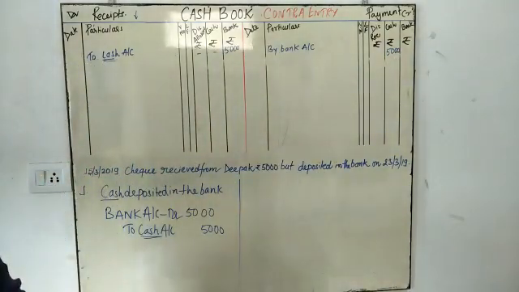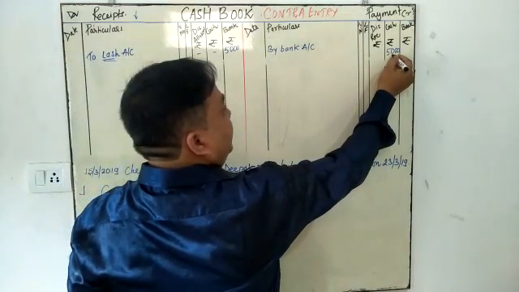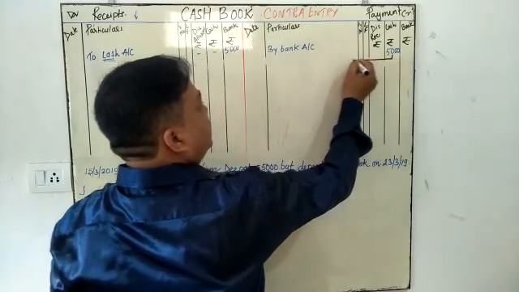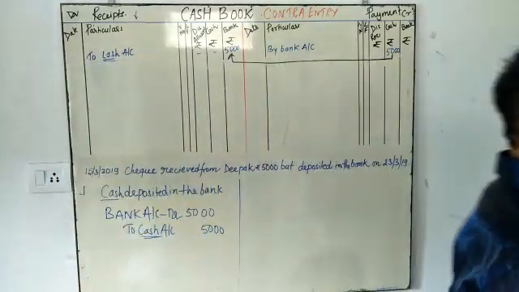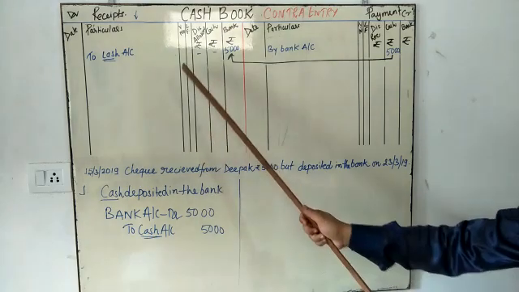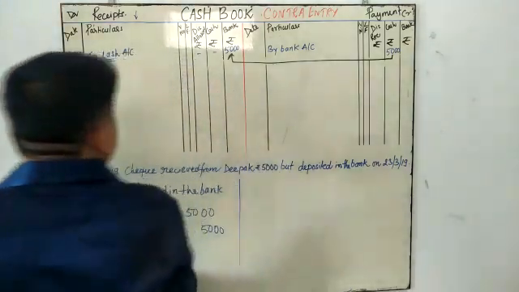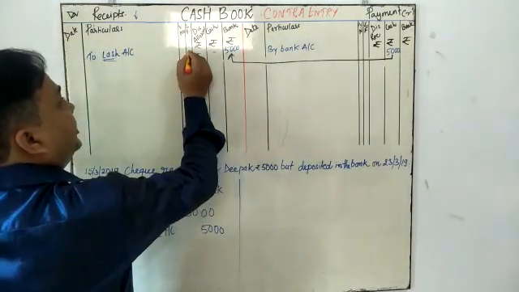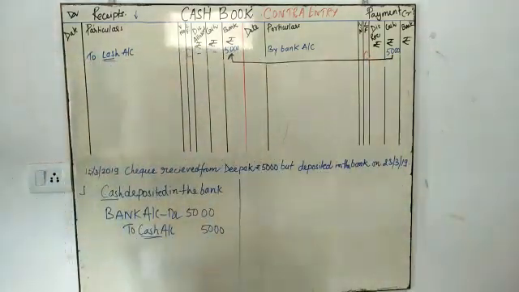Another way you can understand it simply: cash is going to be decreased and deposited into the bank account. It is a journal entry. That is why in the ledger folio column, we have to show it is a contra entry. So capital C is going to be maintained. That is contra entry. It is the first example.